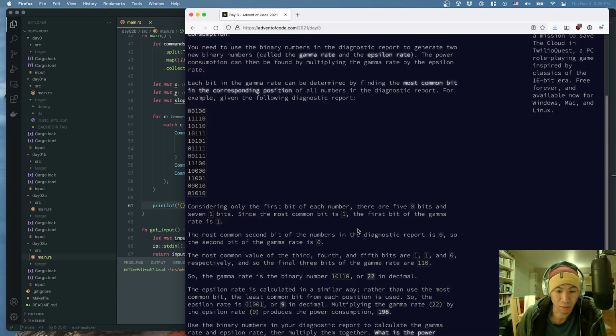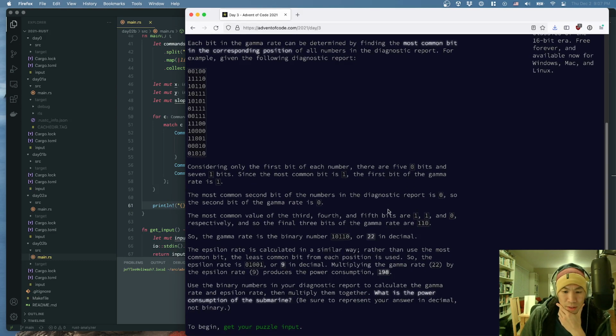The most common second bit of the numbers in the diagnostic report is 0, so the second bit of the gamma rate is 0. The most common value of the third, fourth, and fifth bits are 1, 1, and 0, respectively. So the final 3 bits of the gamma rate are 1, 1, 0. So the gamma rate is the binary number 1, 0, 1, 1, 0, or 22 in decimal. The epsilon rate is calculated in a similar way. Rather than use the most common bit, the least common bit for each position is used.